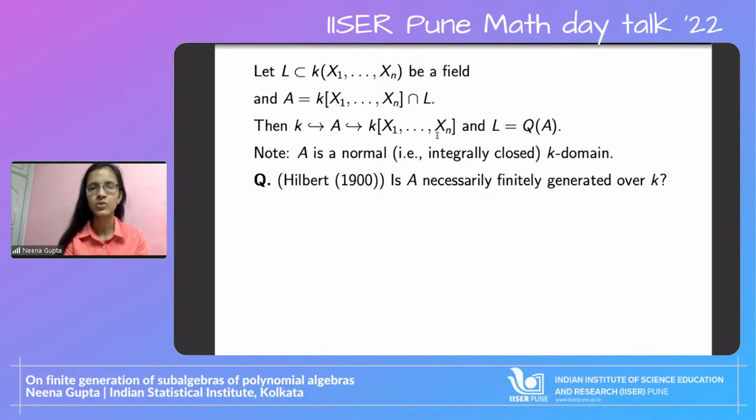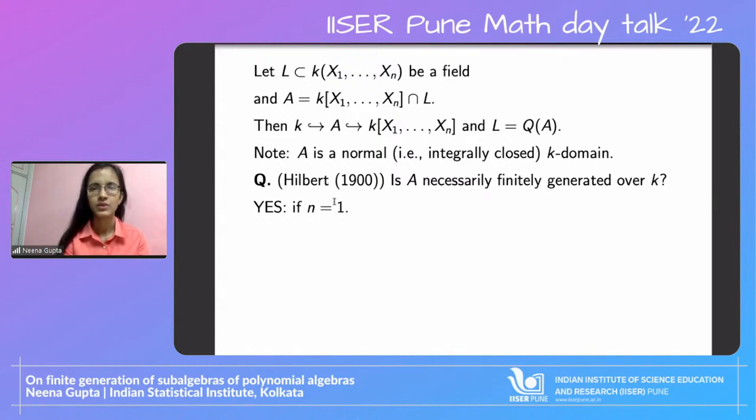A natural question which arises: A is certainly normal because it's the intersection of two normal domains, that is, integrally closed domains. So the question is, is A necessarily finitely generated over K? He put this problem as it is, and the answer is yes if n is equal to 1. We will see a proof of this in the next two slides, that any subring of K[x1] is finitely generated. The proof requires a little bit of commutative algebra.